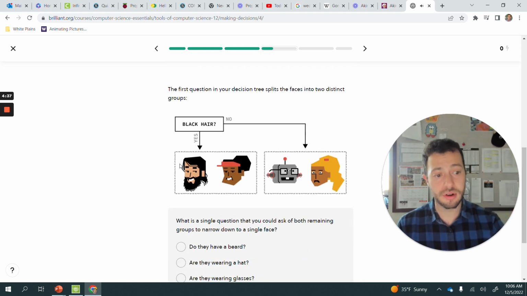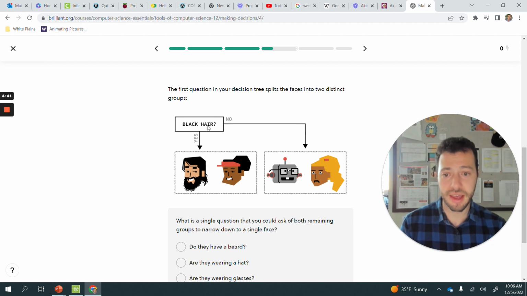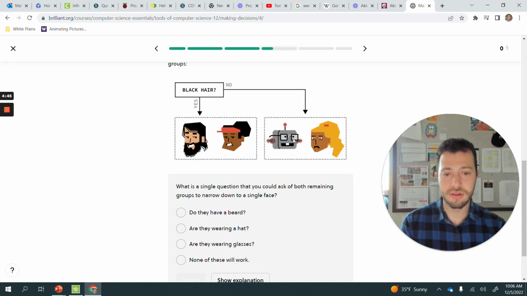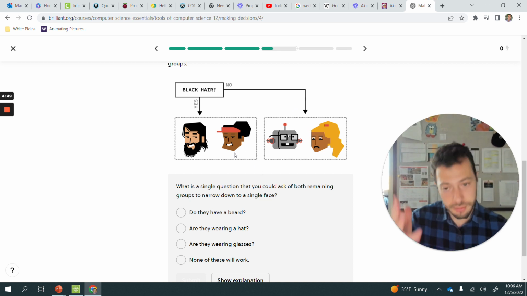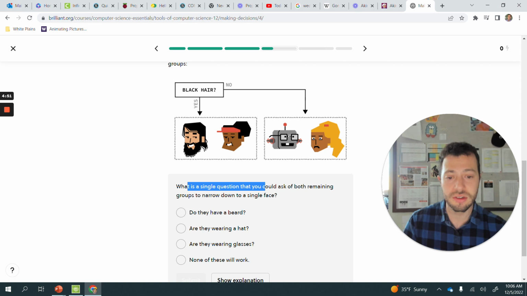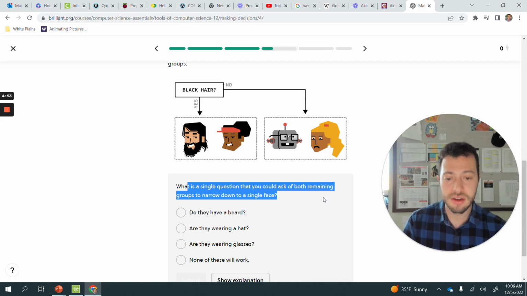So a programmer, like the human, is going to have to think of what questions are best to ask. Using this black hair question, we would then try to ask another question to narrow it down and figure out what part of that group it is. So what single question could you ask both of the groups to narrow it down to a single face? Do they have a beard? Beard, beard. Well, that question doesn't help this one.